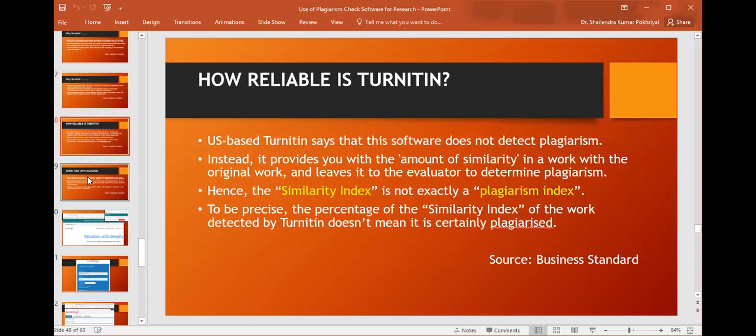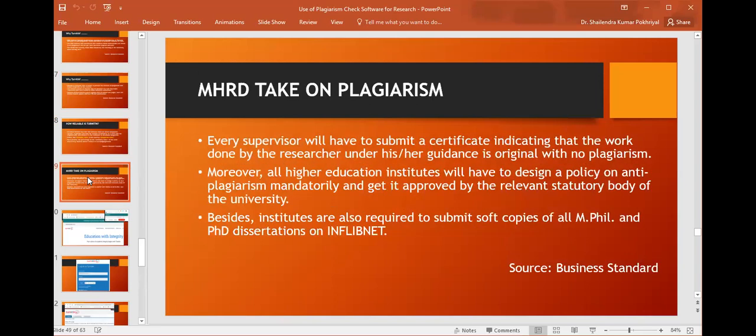To be precise, the percentage of similarity index of the work detected by Turnitin does not mean it is totally plagiarized. It is giving you a broad idea that some portion of your work is similar to others, so you need to take care of that. This was basically published in Business Standard also. So Turnitin is not giving you the plagiarism index, rather it is giving you the similarity index.